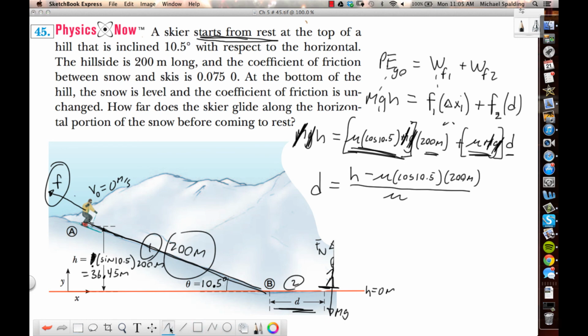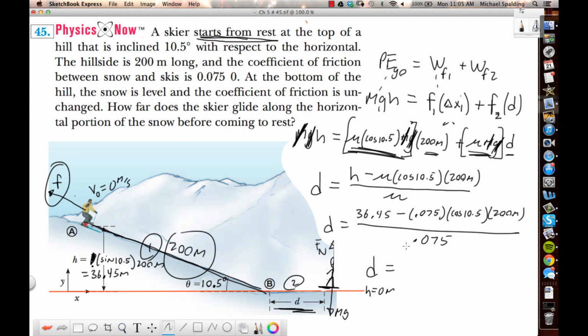So plugging in, h was 36.45 minus 0.075 cosine 10.5 times 200, all over 0.075, and this comes out as 289 meters, which is the answer.